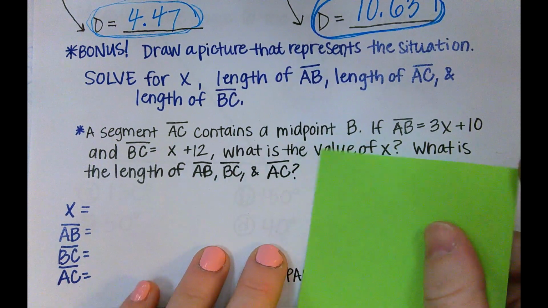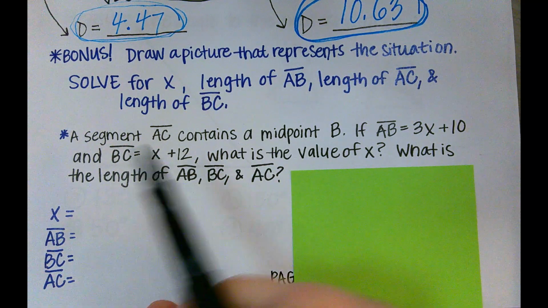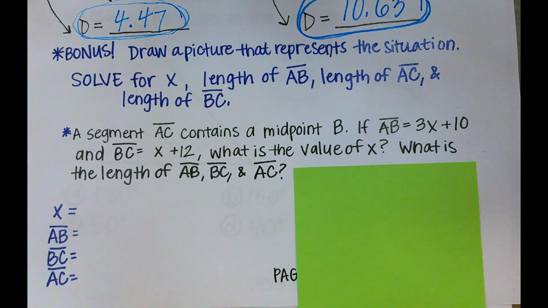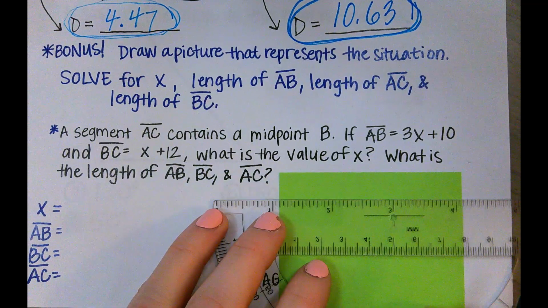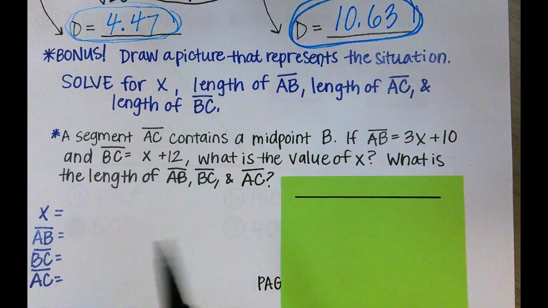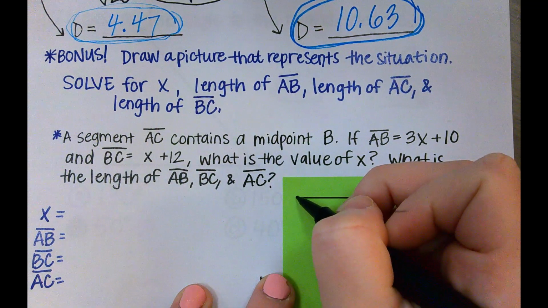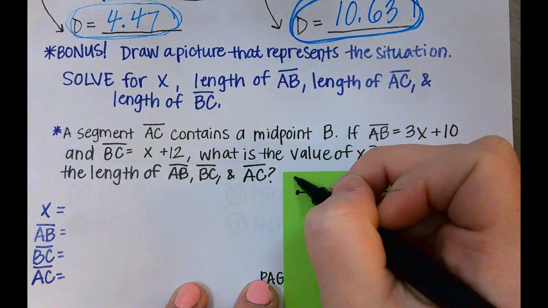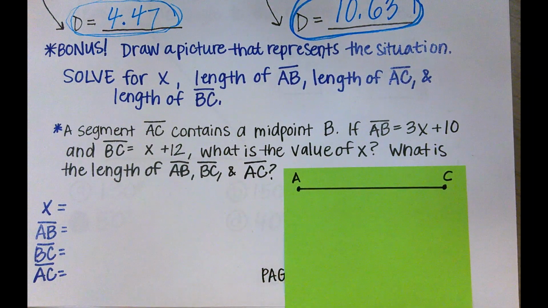I'm gonna do my picture on a sticky note, so I have space to do my work. So if I want to draw a segment AC, what does that mean? How could I draw that and label that? To draw a line segment, yep. And if it says it's named AC, what does that mean about how I label my points? The first point will be A, the last one will be C. One in the middle is B.